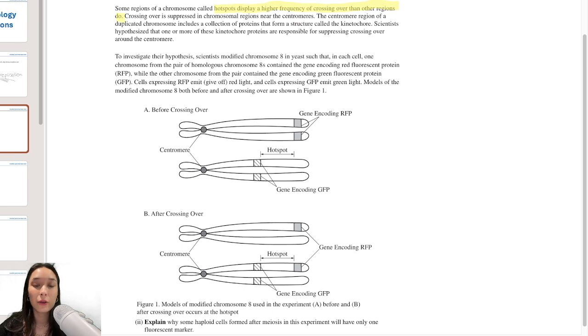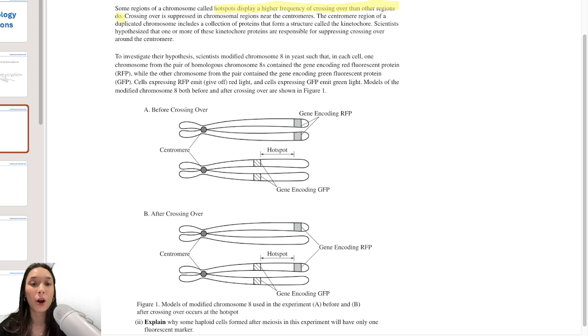So to investigate their hypothesis, scientists modified chromosome 8 in yeast such that in one cell, one chromosome from the pair of homologous chromosome 8s contained the gene encoding red fluorescent protein, also known as RFP, while the other chromosome of the pair contained the gene encoding green fluorescent protein, or GFP.